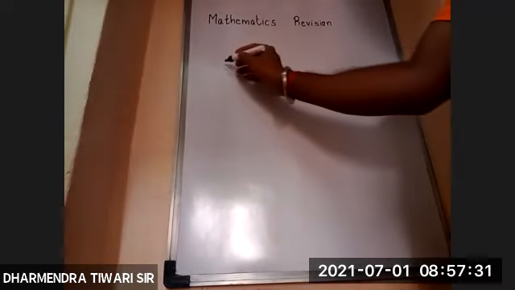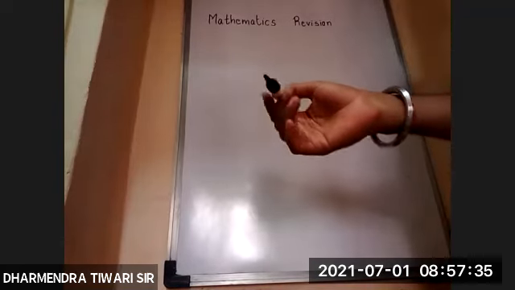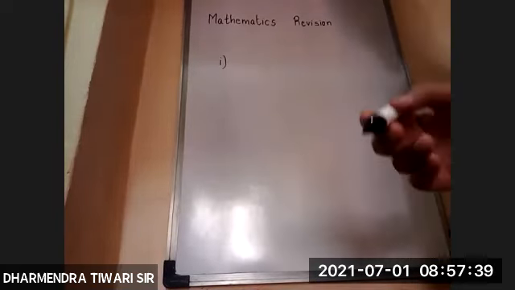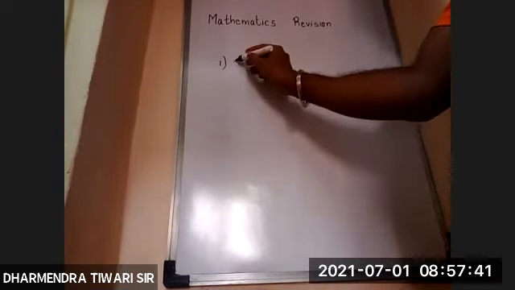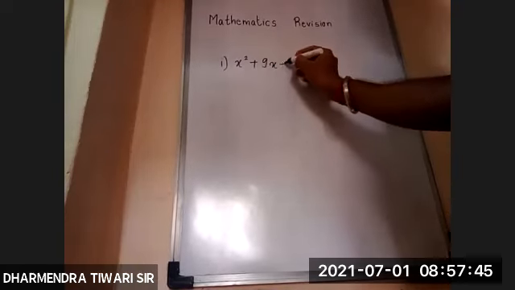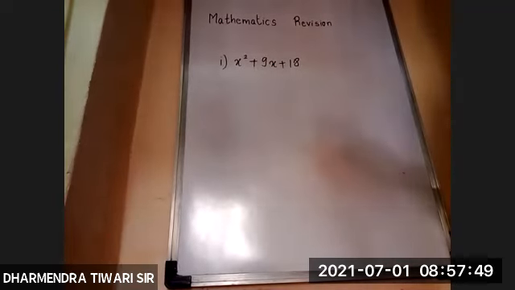Let's take one very basic example, and after that, we'll be dealing with the whole practice set. Example number 1. x square plus 9x plus 18. x square plus 9x plus 18.